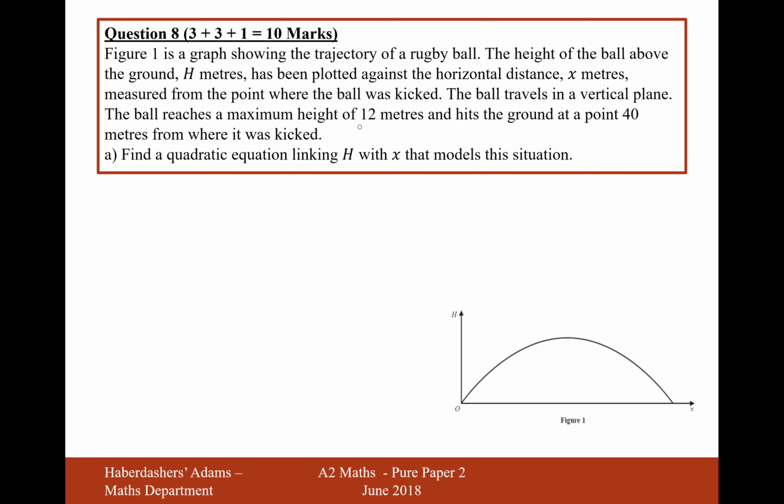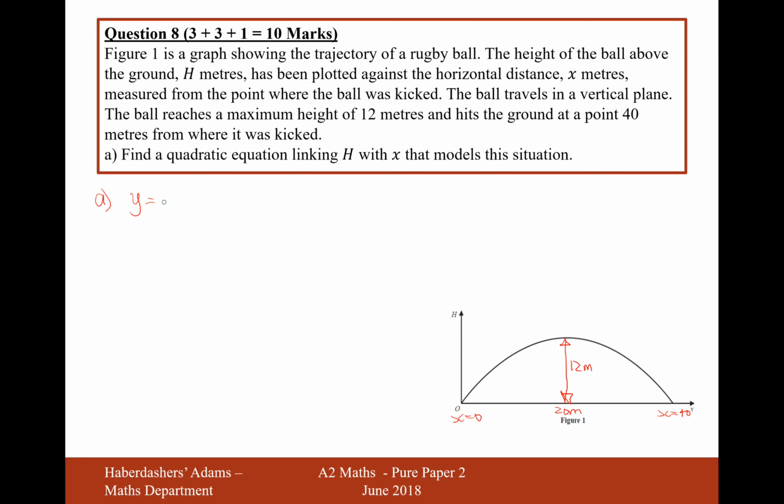The ball travels in a vertical plane. The ball reaches a maximum height of 12 meters and hits the ground at a point 40 meters from where it was kicked. So let's draw that on our graph. We have a maximum height of 12 meters. It goes from x equals 0 to x equals 40. And by the symmetry of a quadratic graph, this 12 meter height is going to be measured after 20 meters of horizontal distance. Find a quadratic equation linking h with x that models this situation.